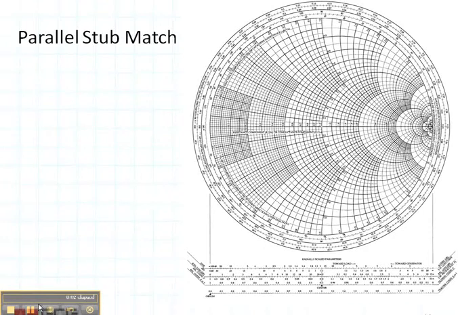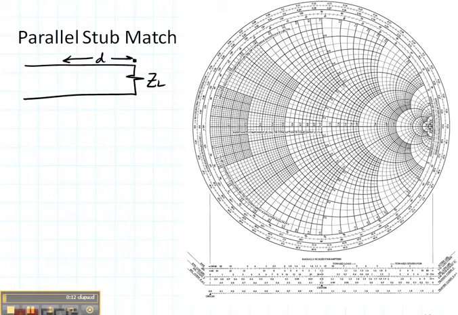Now we've just done a series stub match. Let's consider a parallel stub match. In this case, again, I have ZL, and I'm going to move a distance D to match my line, and then I'm going to add in a parallel stub. And this time, let's do a parallel stub with a short circuit on the end. And what I want to know is the length that I need for this stub.